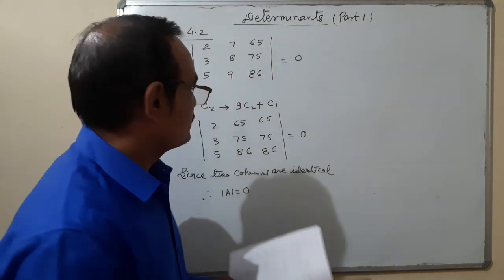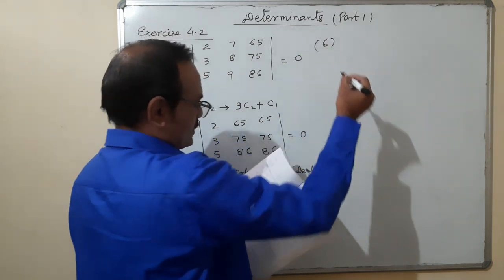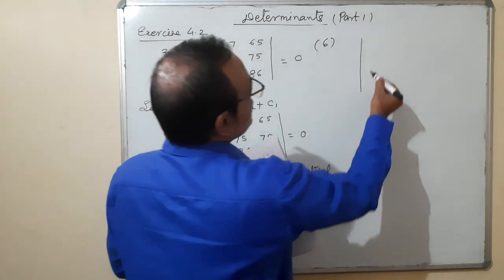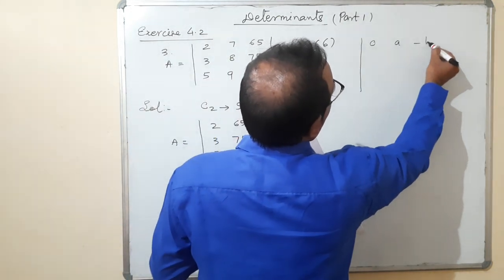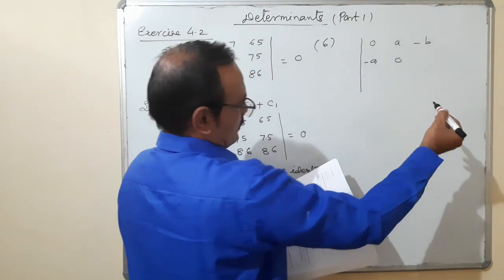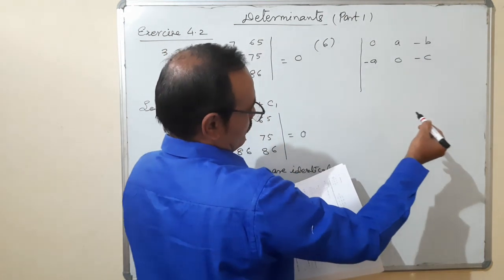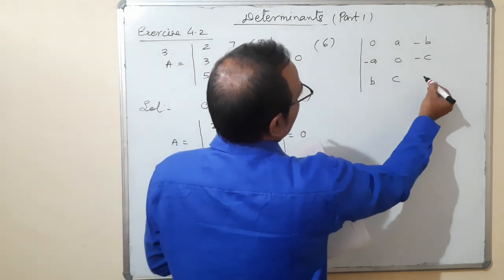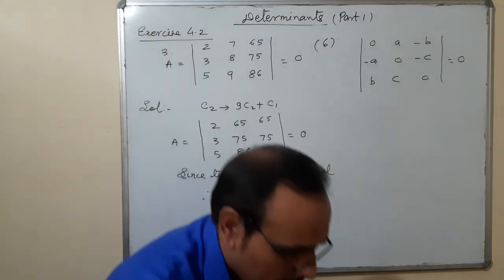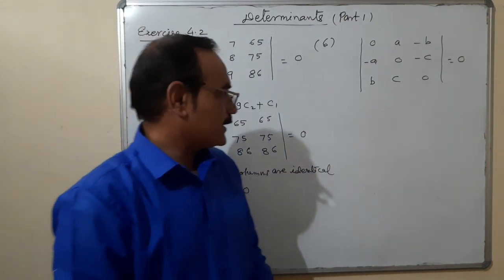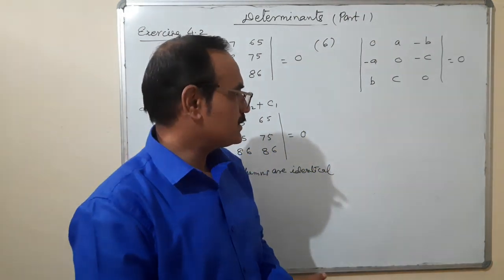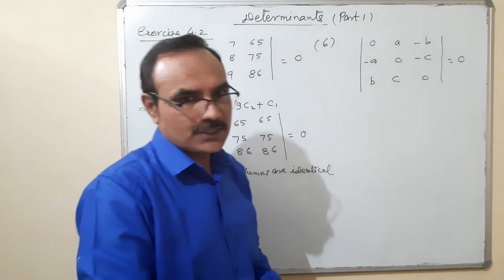One more question, number 6. This is a small solution of it. The determinant 0, a, minus b; minus a, 0, minus c; b, c, 0 is equal to, we are going to prove that it is 0. Okay. You can analyze this determinant and you will see that the diagonal elements are 0. If diagonal elements are 0, what does it mean? It may be skew symmetric.